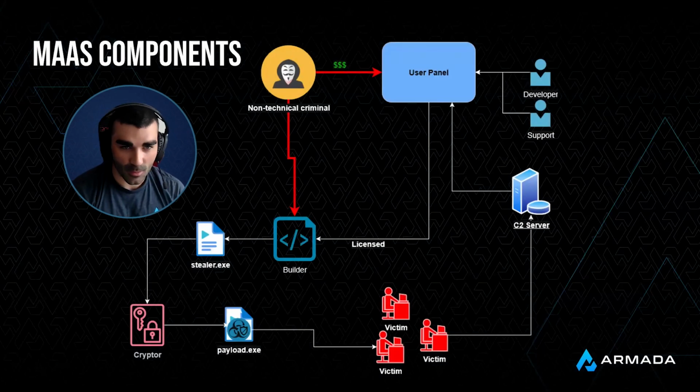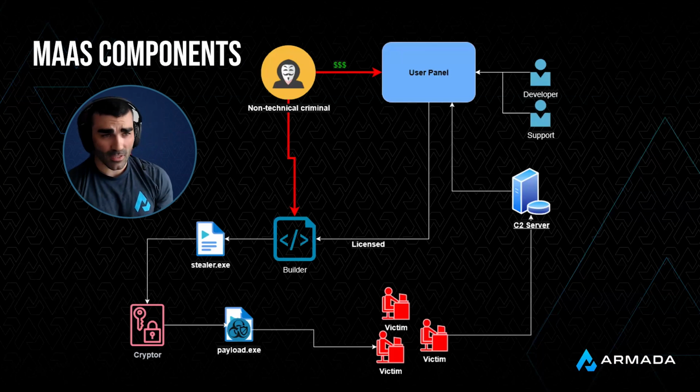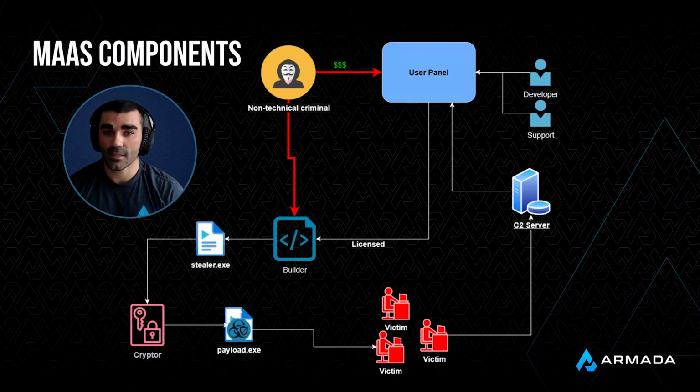So it really starts off at the top here with the non-technical criminal or the technical criminal. It really just depends on who the buyer is. And they'll typically buy access to a user panel, which will have a builder. And these are typically licensed. So they get license keys just like you get license keys for Adobe Photoshop. And then you can manage your infections in the user panel. And then the builder application essentially allows you to build the stealer malware. It's really just plug and play.